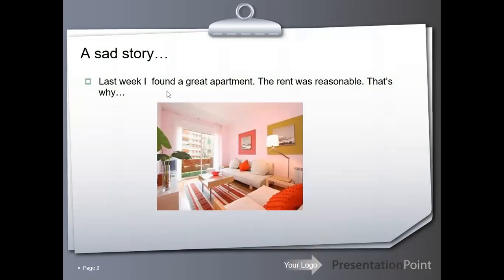Well, that's our story. Last week I found a great apartment. The rent was reasonable. And now, where is active or passive voice? ¿Qué tenemos en esa oración? ¿Tenemos alguna estructura en voz pasiva o en voz activa? Voz activa, active voice: I found a great apartment.